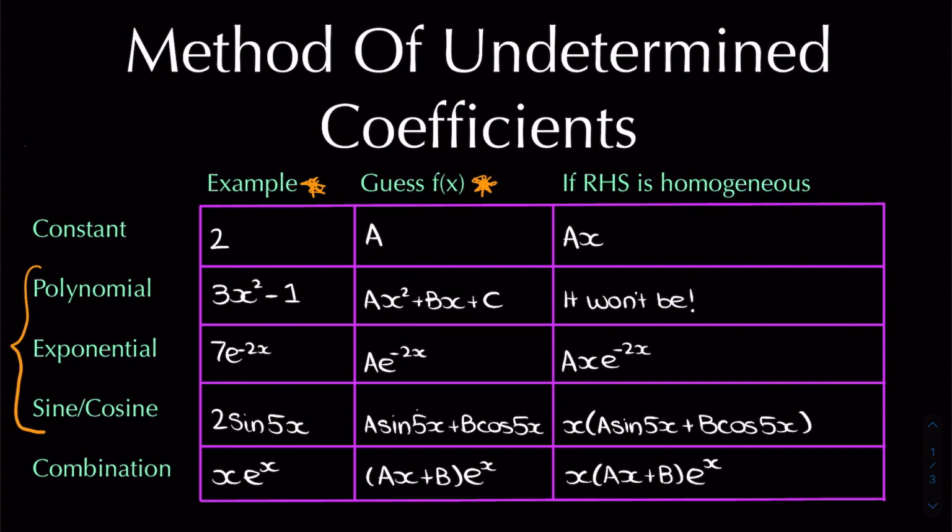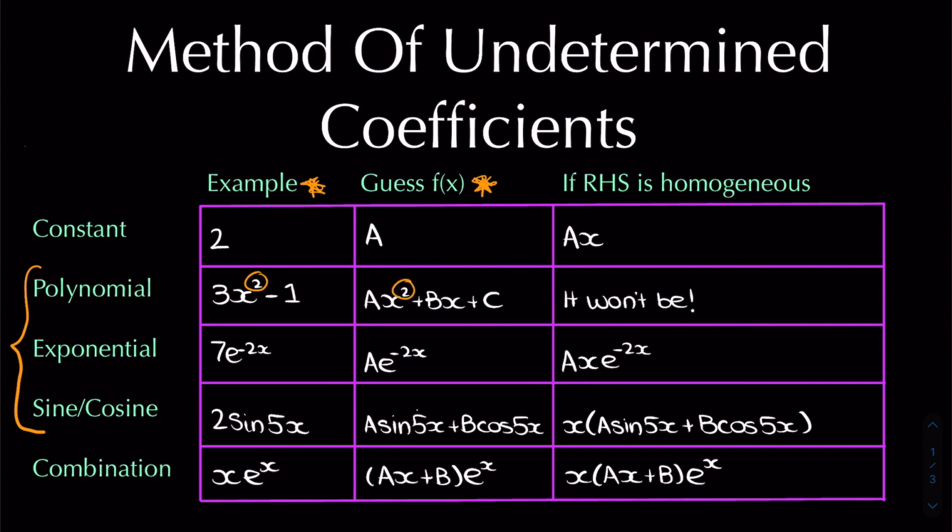Tip 1. If our right-hand side is a polynomial, always guess a solution that takes the general form of a polynomial to the same degree. So here we have a polynomial of degree 2, so our guess will be the general form of a polynomial to degree 2.